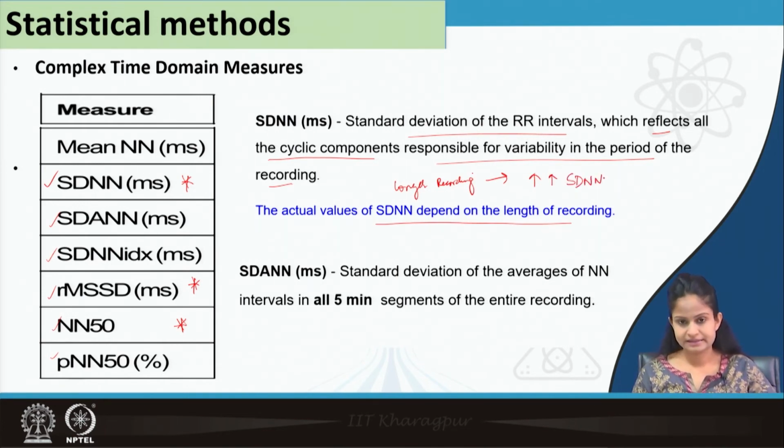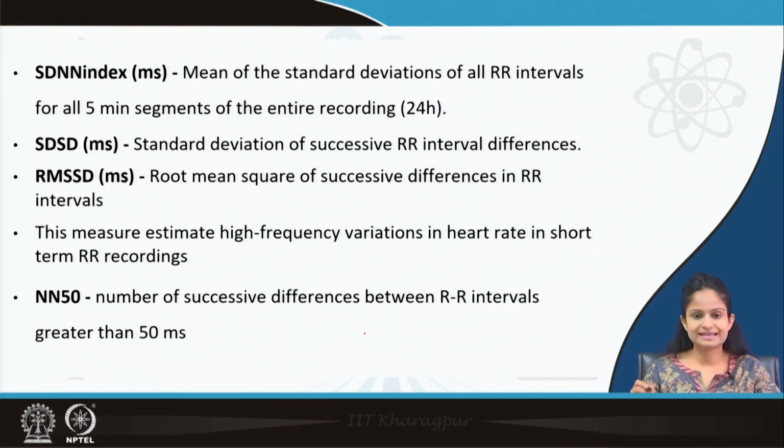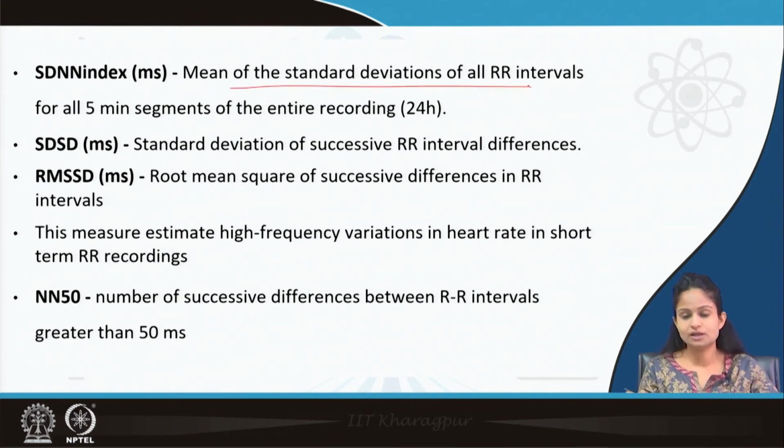Then SDANN, where A stands for average, is the standard deviation of the averages of NN intervals in all 5-minute segments of the entire recording. This means that to get this index, SDANN, we need at least a 5-minute recording, or the recording should be greater than or equal to 5 minutes. If the recording is less than 5 minutes, we will not be able to get this index. Then we have the SDNN index, the mean of the standard deviations of all RR intervals for all 5-minute segments in the entire 24-hour recording. Then we have the standard deviation of the successive RR interval differences.